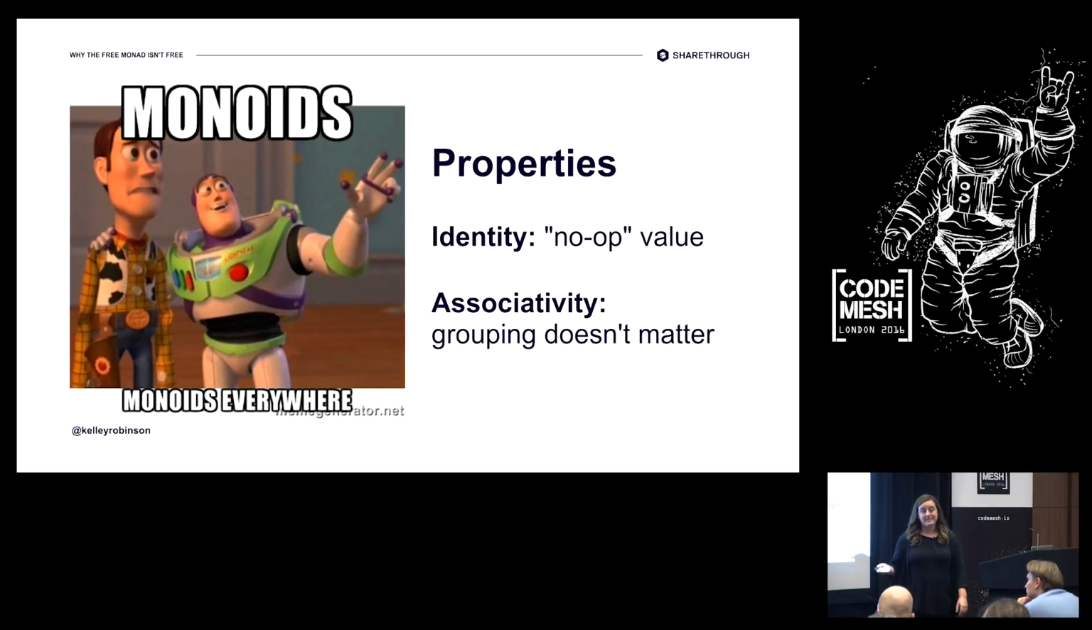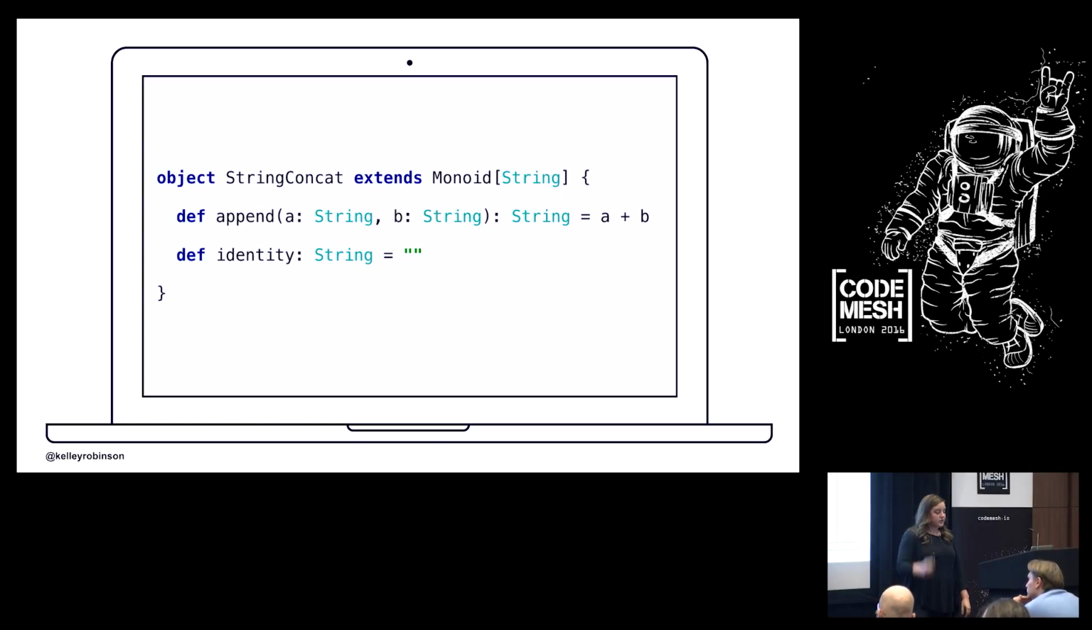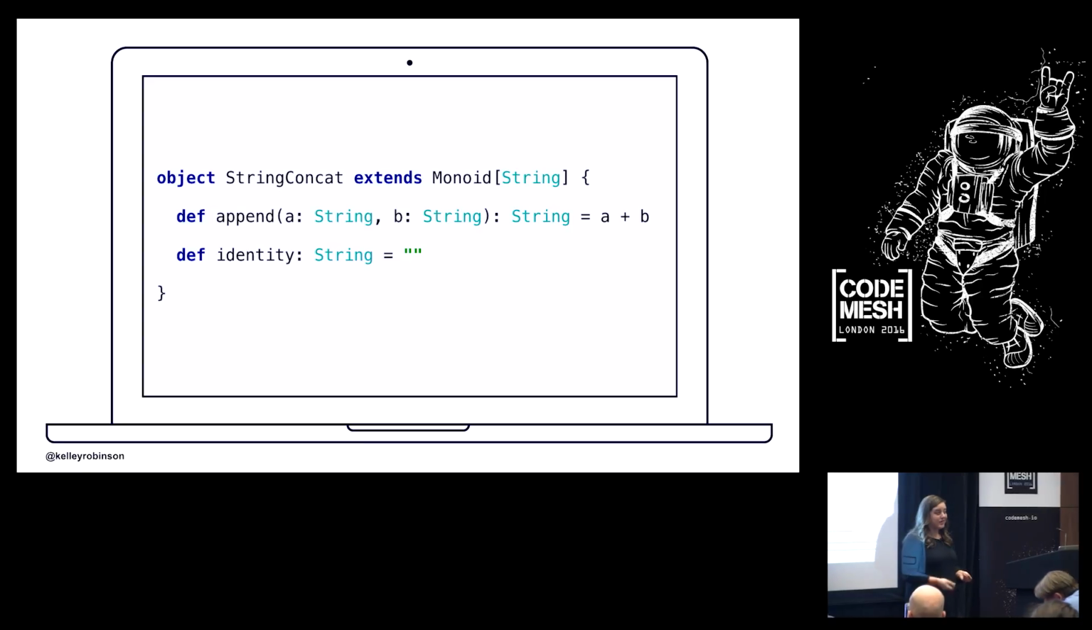So we can look at a couple examples. String concatenation, really great example of a monoid. You've got the append method putting 2 strings together. If you take 2 instances of a string and combine them, you're left with a single instance of a string. And the identity method there, the no-op value, is going to be the empty string.